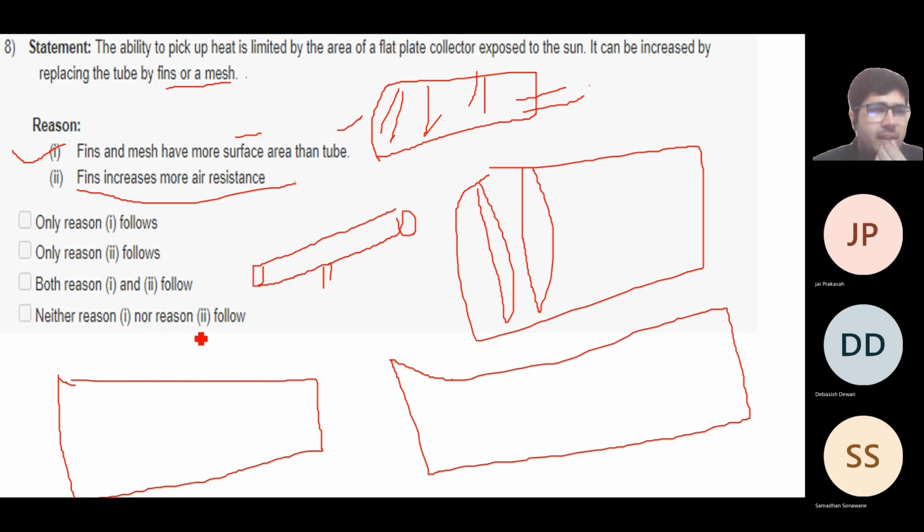So let's see the options. Only reason 1 follows. Yeah, correct, because reason 2 is incorrect. So the correct option will be only reason 1 follows. Only reason 2 follows, it is wrong. Both reason 1 and 2 follow, again it is wrong because reason 2 is wrong. Neither reason 1 nor reason 2 follows, it is wrong because 1 is correct. The correct option is option A.